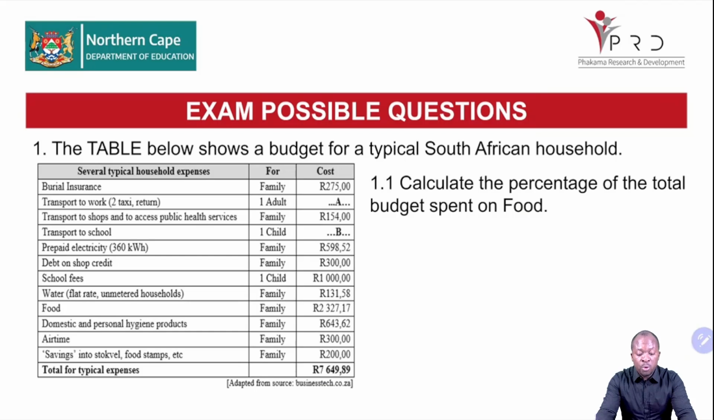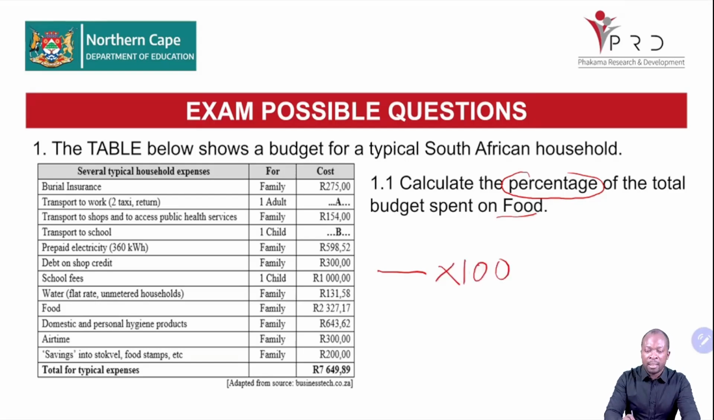The table below shows a budget for a typical South African household. Number 1.1, calculate the percentage of the total budget spent on food. So look at the point here. As you read, you will be getting your answers. Look at the first one. We want percentage. So make a line like this and put a times, and then write here 100. So there's going to be something up here and something down there. The one that goes up is the first item that they mentioned. So in our work it says calculate the percentage of the total budget spent on food. So they want us to put the value for food here. How much did we spend for food?